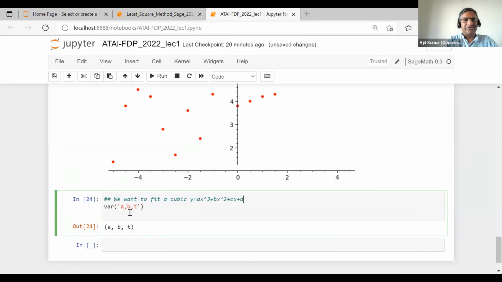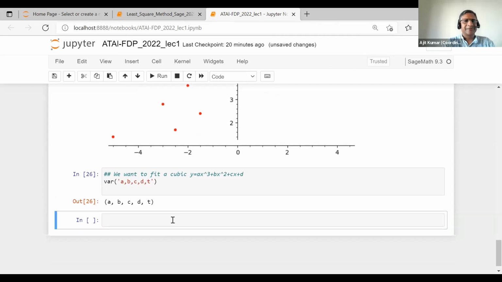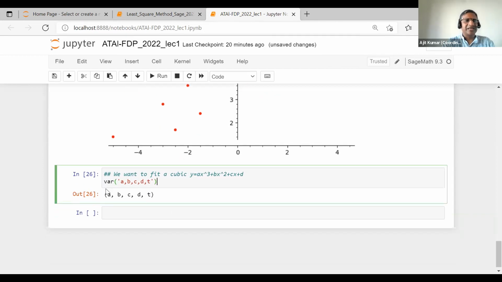So a, b, c, d I will define as variables, and t also as a variable, because instead of x, I will think of that as a variable t, because I have already defined x as the x coordinates. This is how we declare variables. Anything other than x, when you want to do some computation, you have to declare as a variable in Sage. X by default, it understands as a variable.